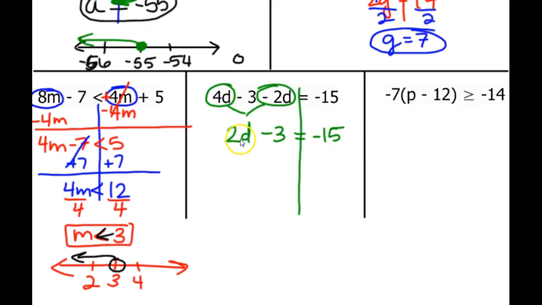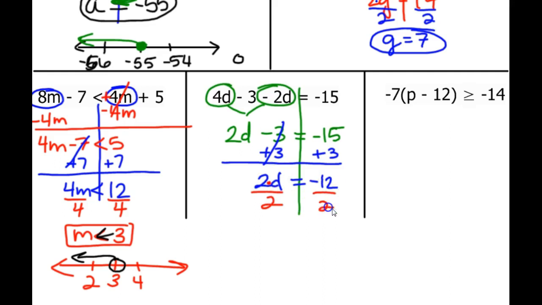Then we need our letter all by itself. Get rid of adding and subtracting first. We're going to add 3 to get rid of the subtract 3. Those eliminate, and I have 2d equal to, and then negative 15 plus 3, there's more negatives. Different signs, we're really subtracting 15, 14, 13, 12. And then last, the opposite of multiply is divide. And that will give us a negative 6. Don't need to graph that one because there's no inequality, it's just a number.